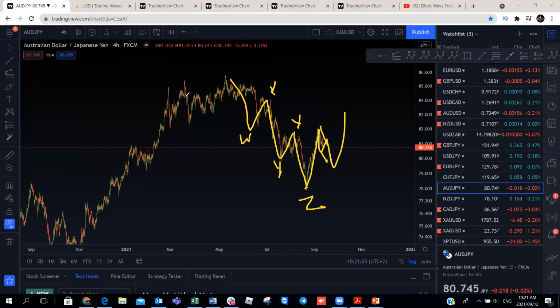Now, if you just follow the lower degree here in a different color, you'll see that this is a W in 3 waves. Let's do it a bit cleaner than that. 1, 2, 3, W in 3 waves.